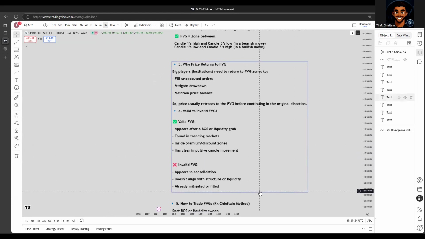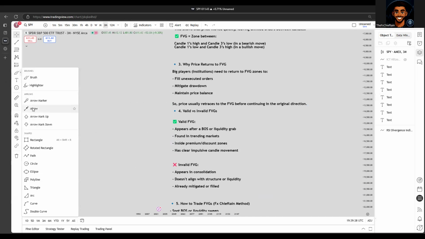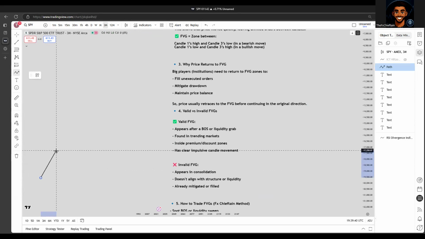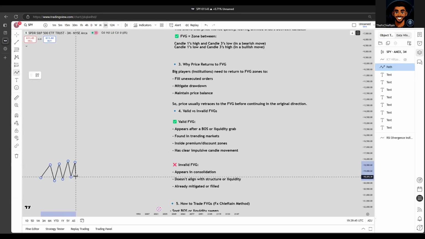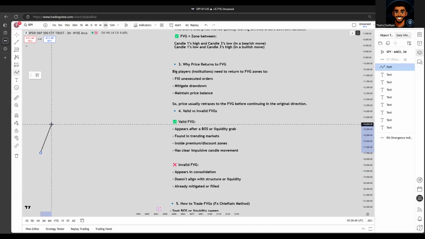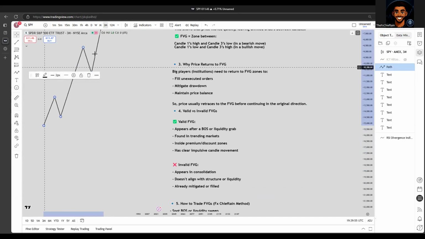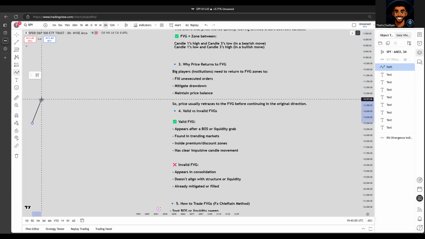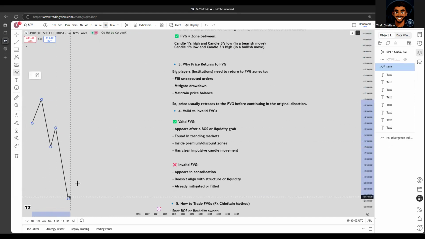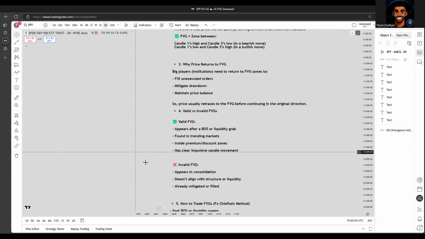It must have a clear impulsive candle movement. So you want to see something that goes really aggressive like this. You don't want to see something like this, right? This is a choppy movement. There's no fair value here. You want to see something that goes like this, really aggressive, an impulsive move. If it's on the upside, an impulsive move, right? This is the best thing if it's trending upward. Or if it's trending downwards, you want to see an impulsive move to the downside, right? You want to see something aggressive. So that's what we're looking at.